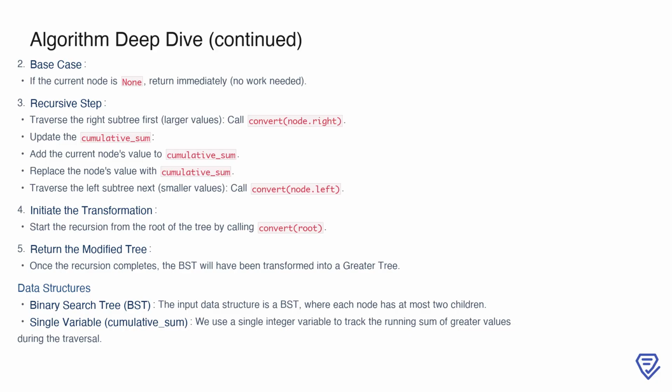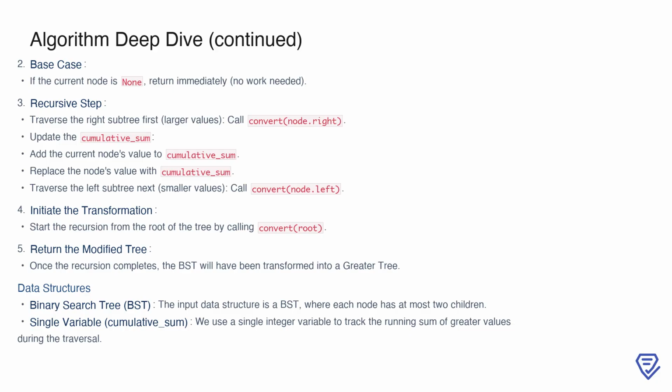For the recursive step, we first traverse the right subtree, which contains the larger values. After processing the right subtree, we update the cumulative sum by adding the current node's value to it, and then replace the node's value with the updated cumulative sum. Finally, we traverse the left subtree, which contains the smaller values. Once this recursive process is set up, we initiate the transformation by calling convert on the root of the tree. When the recursion completes, the entire BST will have been modified into a greater tree.